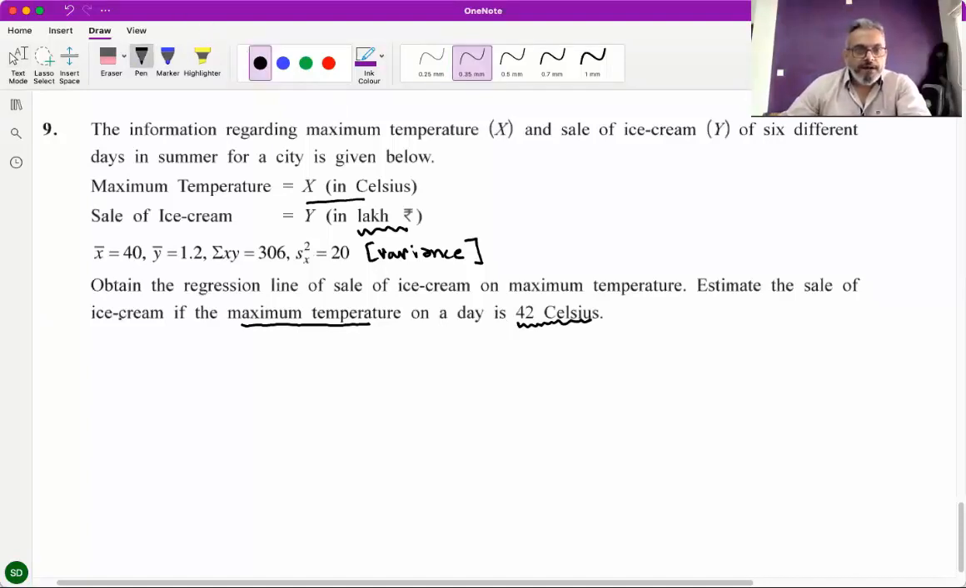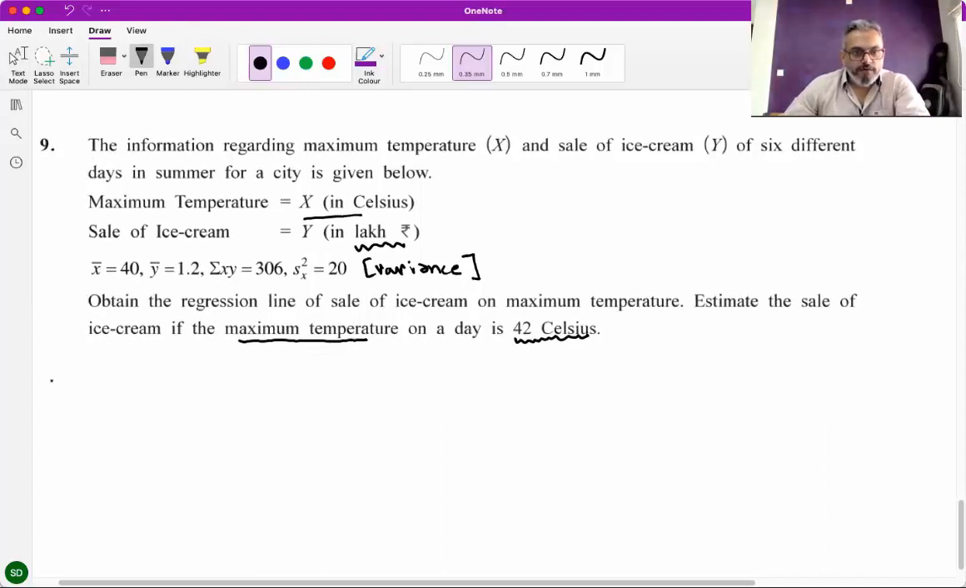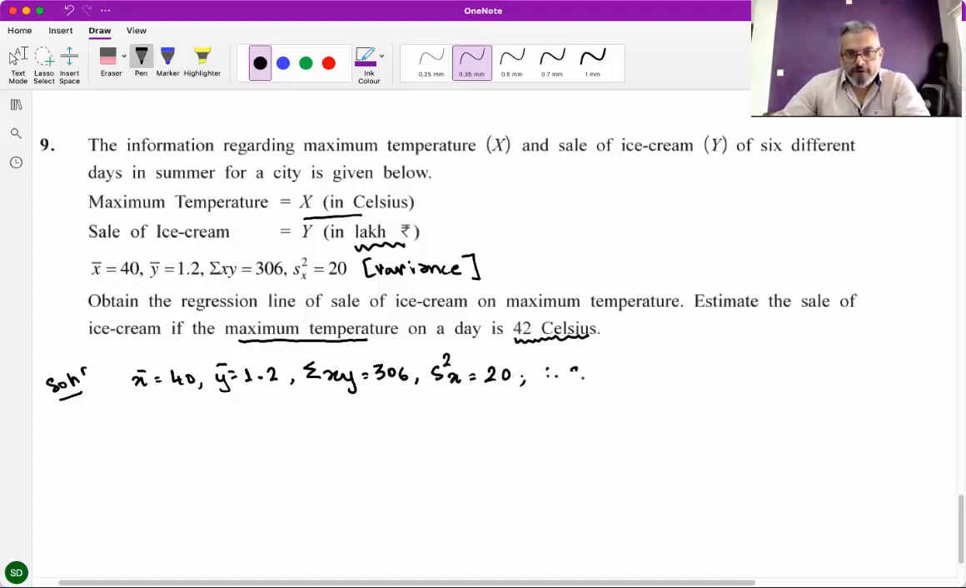Now, let's first write what we know. Solution. X bar is 40, Y bar is equal to 1.2, sigma XY is equal to 306, S square X is equal to 20. Therefore, standard deviation of X is under root of 20. We will use this if required. We will solve this further.